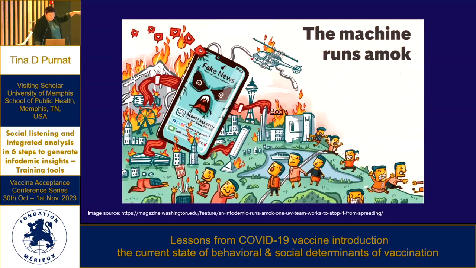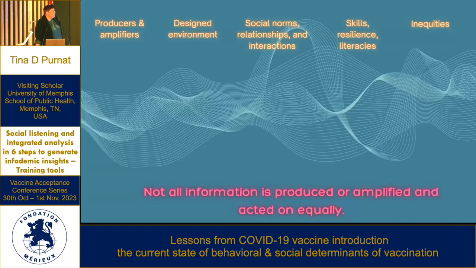At the beginning of the pandemic, and this is an illustration from about early 2021, we had a perception that whatever is happening to us on social media is being done to us. It's something that we're just being exposed to. Most of the time, this means that we assume the information environment is about the producers and amplifiers of pieces of content, and maybe, depending on who we talk to, design, environment, algorithms, et cetera. We heard during today that what can drive behaviors are social norms, relationships, and interactions. In our information environment, this is very much the case.